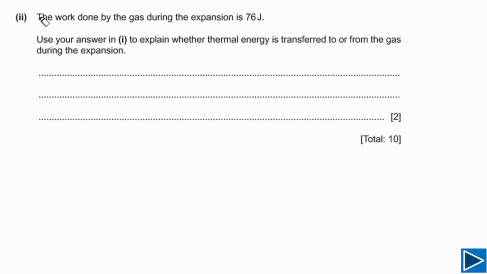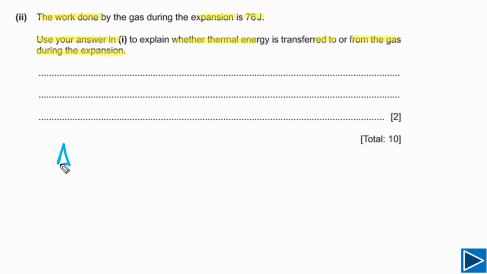For this part, it is given to us that the work done by the gas during the expansion is 76 joules. We need to use our answer in 1 and we need to explain whether thermal energy is transferred to the gas or the thermal energy is transferred from the gas during the expansion. In order to answer this question, we need to apply the first law of thermodynamics.